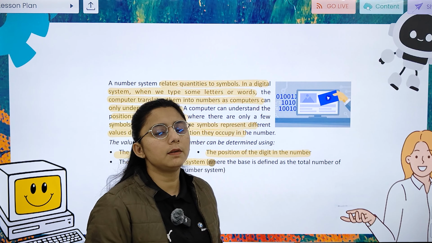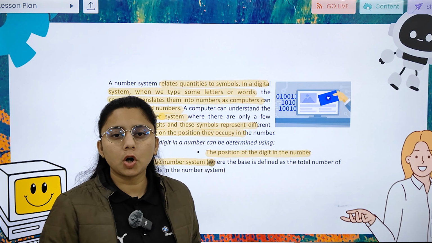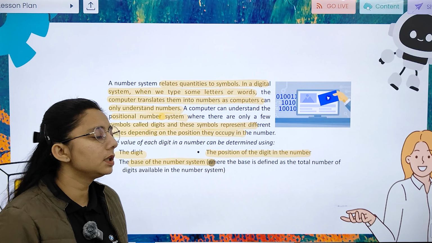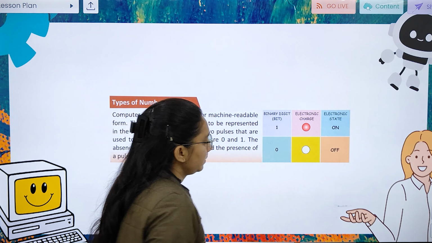Like we have different ways. We have base 2, base 10, base 8. In the octal number system we have base 8. So like this we have different bases that I will tell you about in a later chapter.